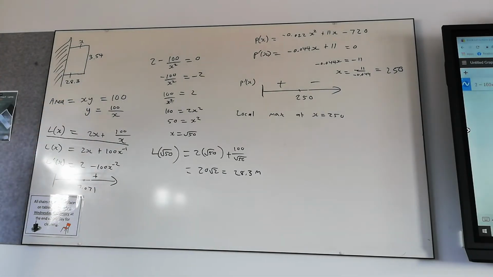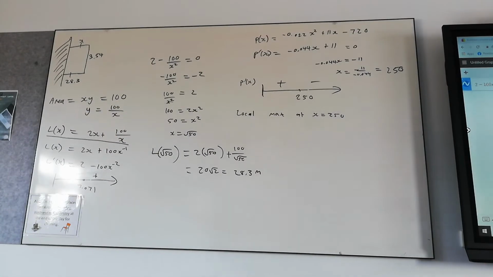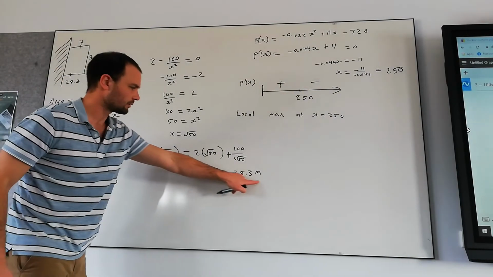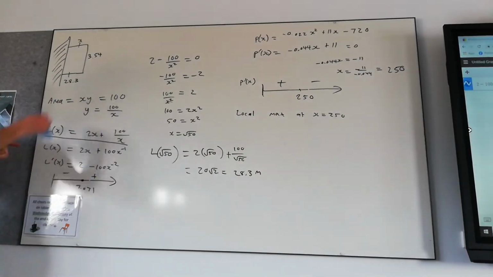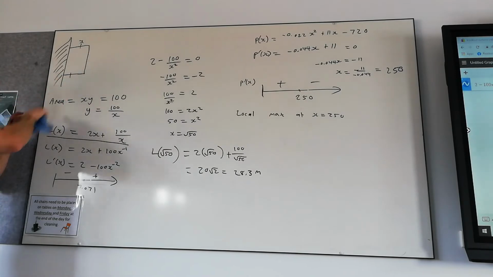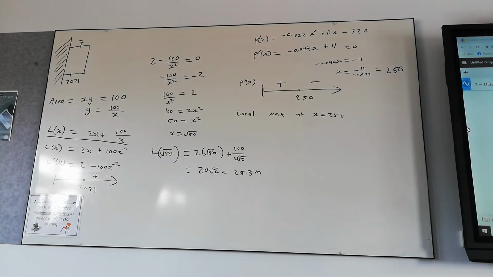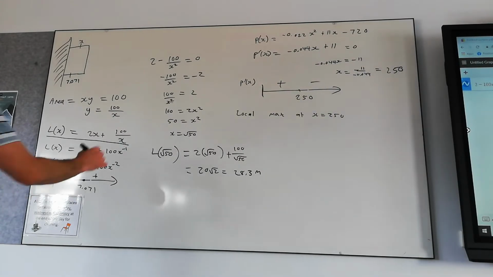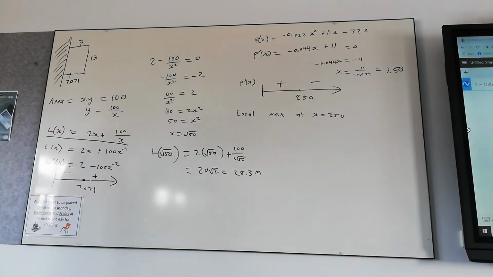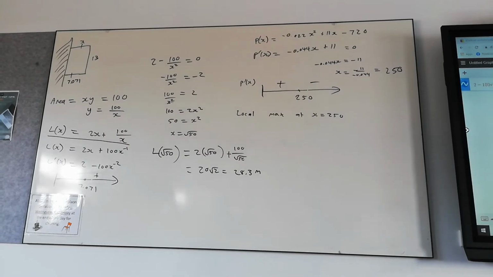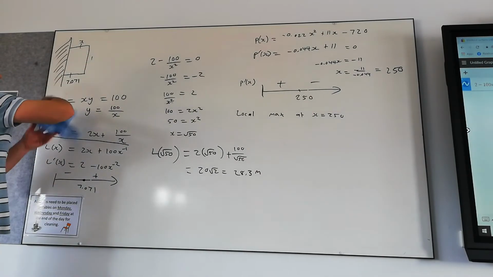Sorry. This is the length of fencing we need. The value of x is 7.071. Y is 100 divided by 7.071. So you don't need to do that middle part.